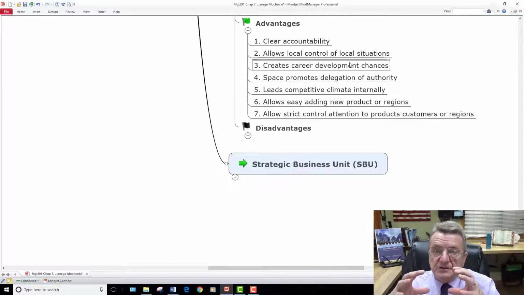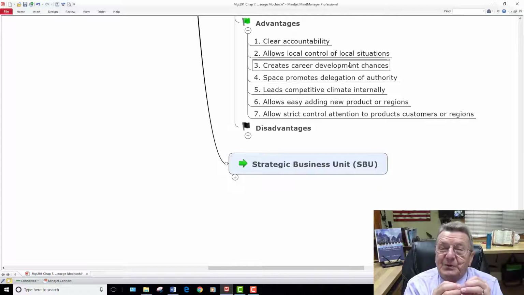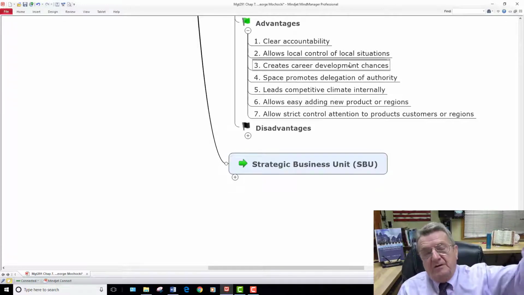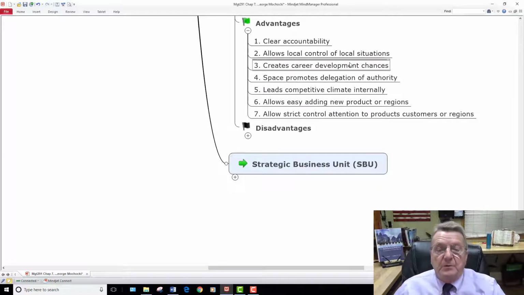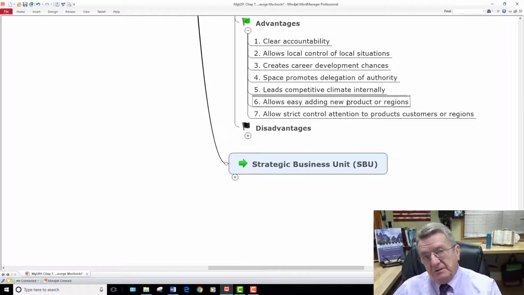Instead of having different departments, you have the division head, so you're more encouraged to satisfy your divisional manager, and he or she from your division rolls up to the corporate. Okay, creates career development chances, promotes delegation of authority within a certain division, allows easily adding new products to regions because the division is there. I could just try it in one division and move it to the next division to see what works there, make some modifications and bring it in.